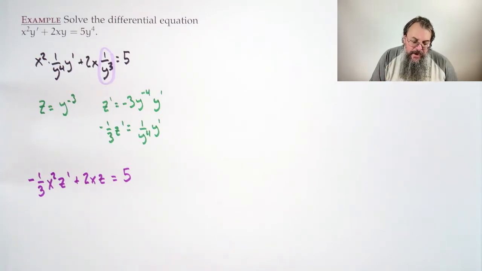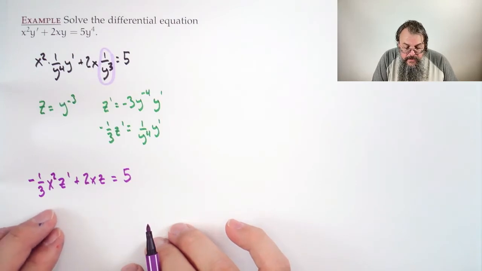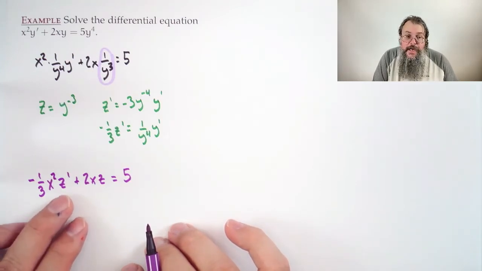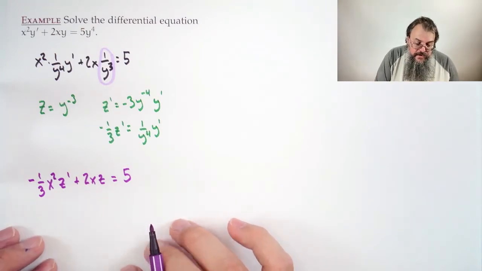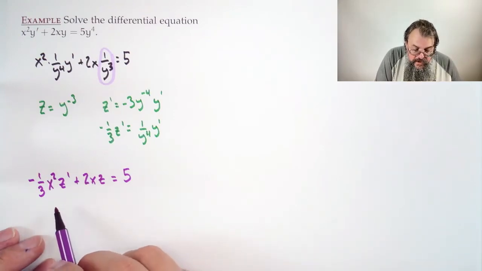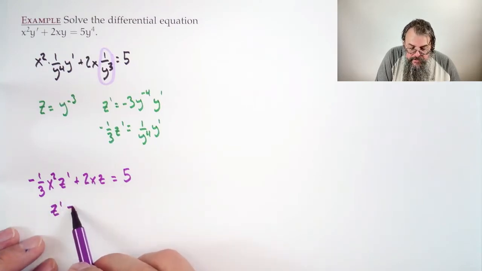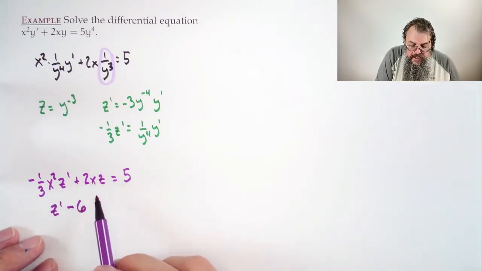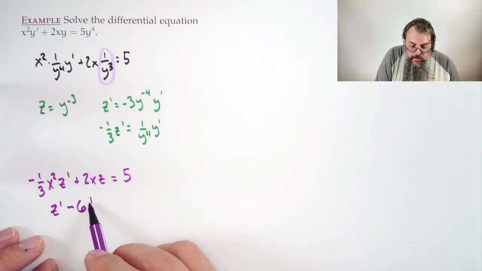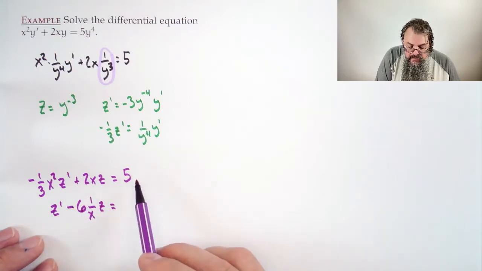All right. Well, now let's see, what can we do here? We want to get the z prime to just be a 1. That's how we do it with linear first order. So we're going to multiply through by minus 3, divide by x squared. So if we do that, we'll get z prime, okay, we're multiplying by minus 3, so it becomes minus 6. Divide by x squared would be 1 over x, z, and over here be minus 15 over x squared.